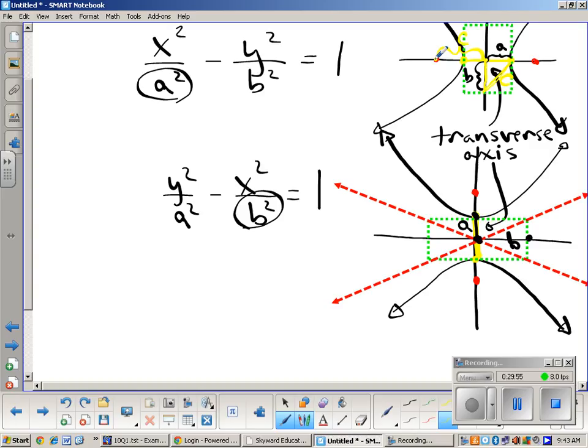Any questions on that? Use a darker color than yellow. Should I choose a darker color? Than yellow. Okay. Sorry, I'll do that next time.